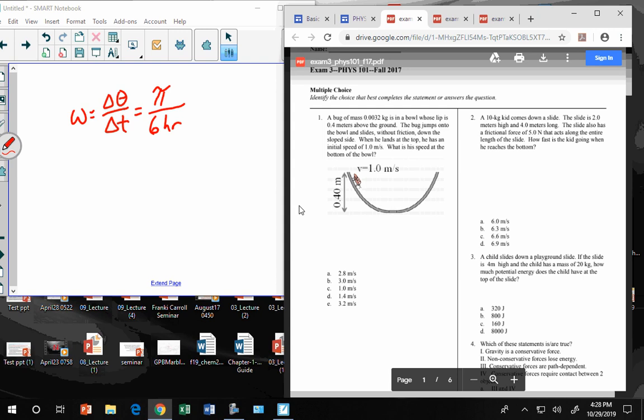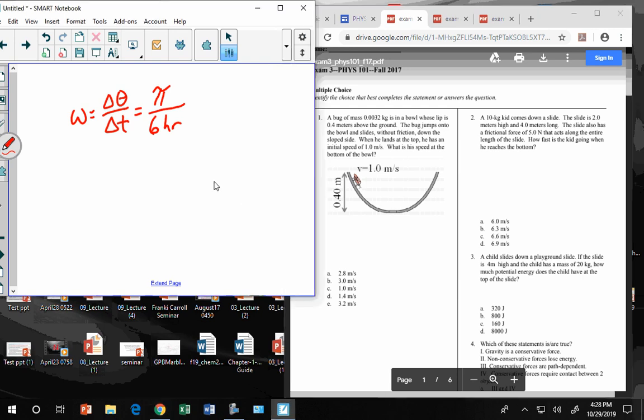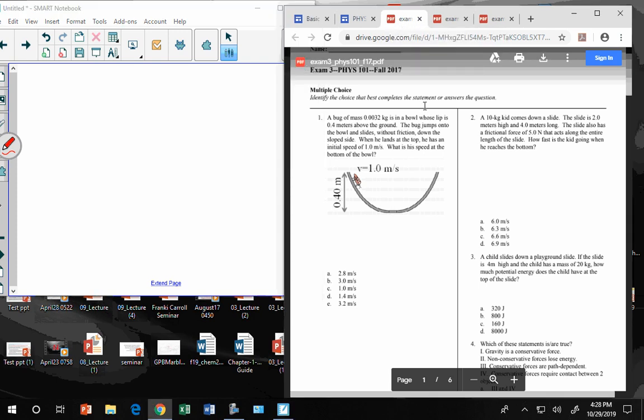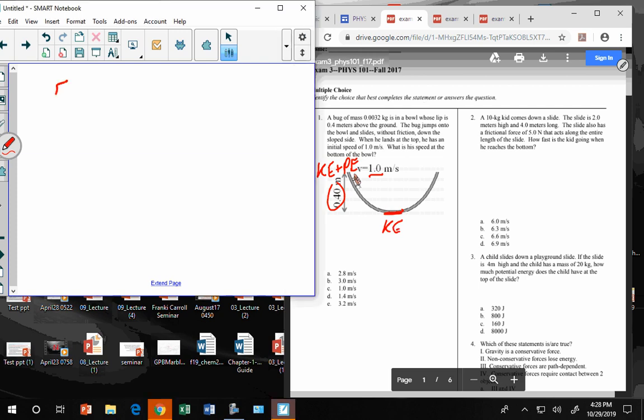Okay, this is like the roller coaster, the bug. I know it's a little bit different context, but it's really the same type of problem. So in this problem, Fall 17, Exam 3, number 1, I have a bug that has kinetic energy and potential energy at the beginning. The reason I know is because he has a height and he has a velocity at the very beginning. And I want to know what is his speed at the bottom of the bowl. And I know at the bottom of the bowl he only has kinetic energy. So I would say E_i equals E_f.